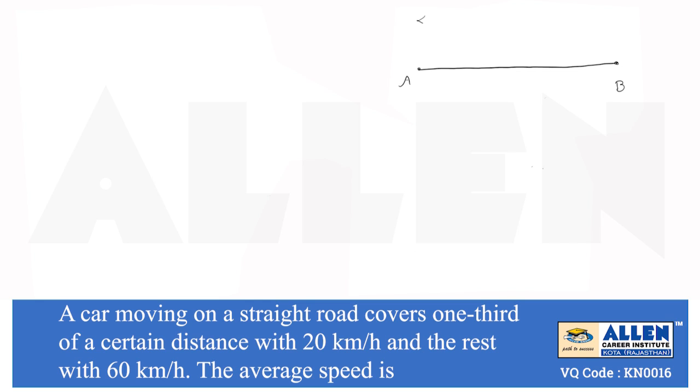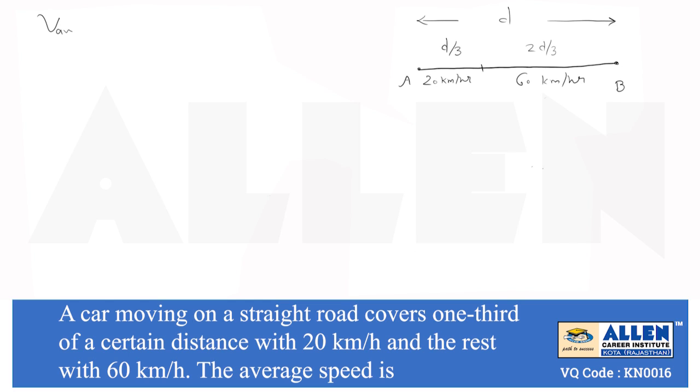Let us consider the total distance is d, and according to the question, one third part of the total distance, that means d by 3, is traveled with a speed of 20 km per hour, and the remaining distance, that is 2d by 3, is traveled with a speed of 60 km per hour, and we have to find its average speed.